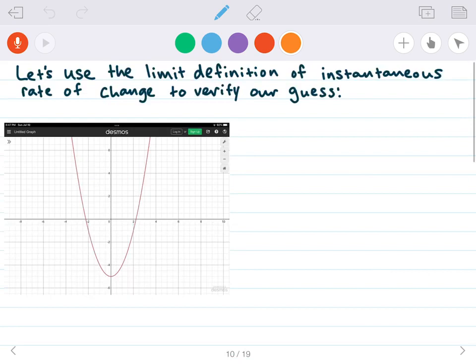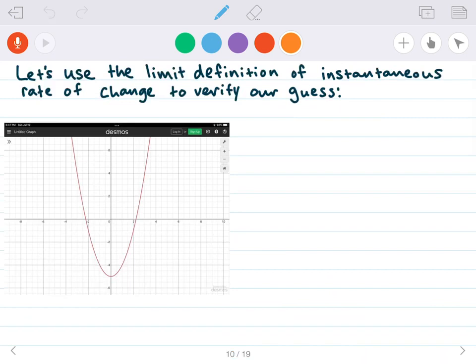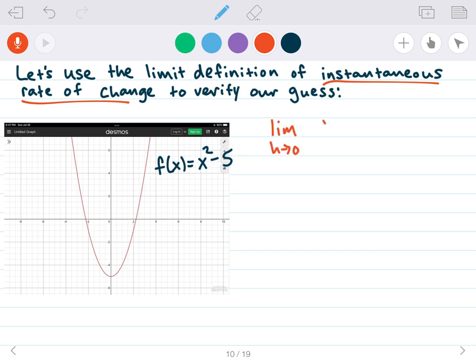Yeah, okay, so we do this in the next slide. We're going to verify that it indeed equals 6. So first of all, we need our function. Our function was f of x equals x squared minus 5. And we need our instantaneous rate of change / velocity definition, which is the limit as h goes to 0 of f of x plus h minus f of x all over h. Now we need to actually compute this and make sure that we get 6 as an answer.